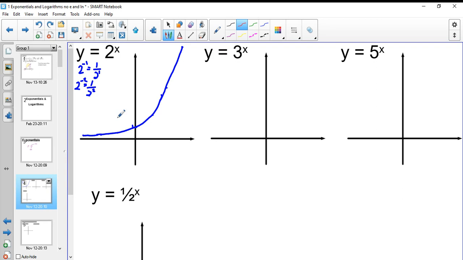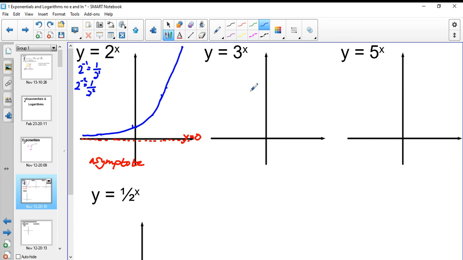So on a graph, if something is converging, then we end up with what we call an asymptote, which you'll have seen before when you've drawn reciprocal graphs and trig graphs. The asymptote in this case is the x-axis, so it has equation y equals 0. That's what y equals 2 to the x looks like.